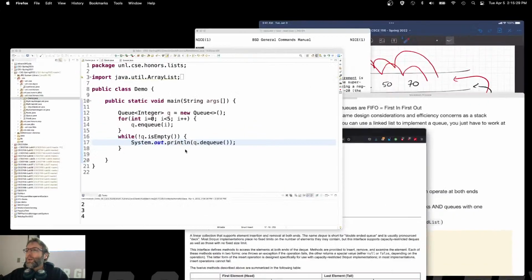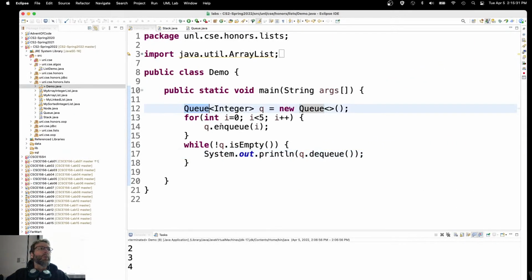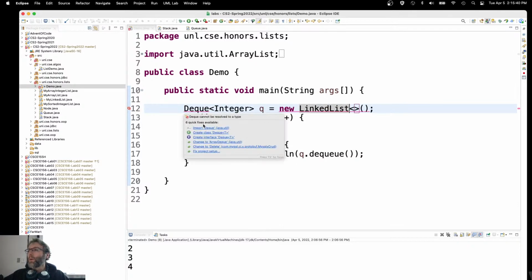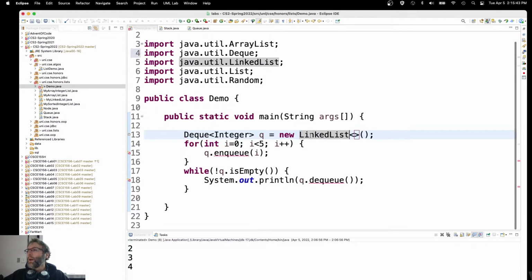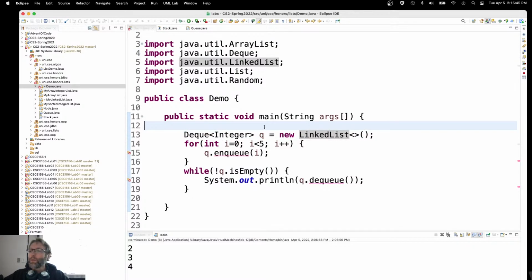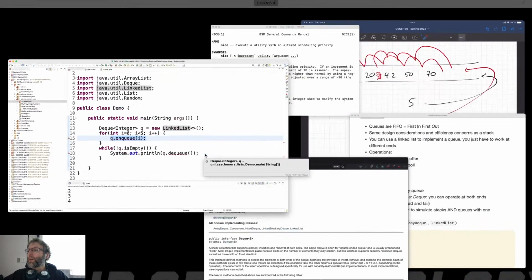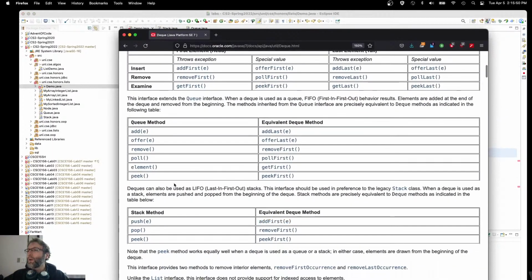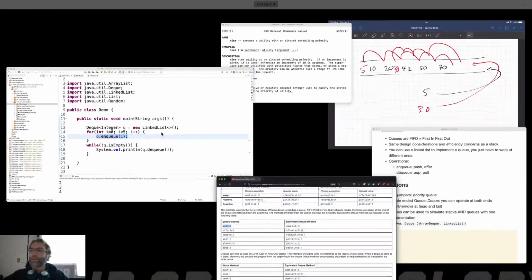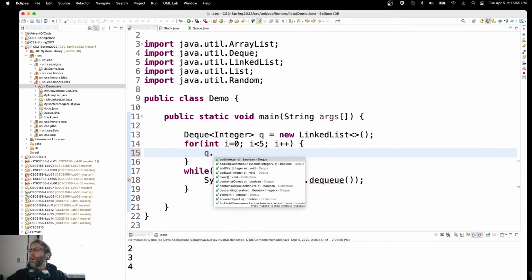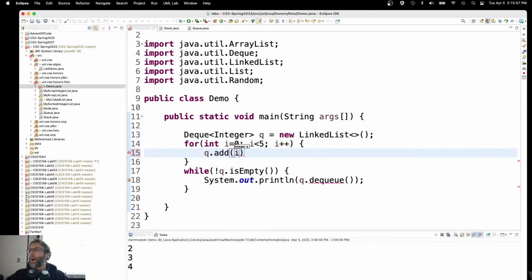So over here, instead of creating our own queue, we would create a deck, and we would create a, say, new linked list. Import both of these to make it work. Import deck. And we've already imported linked list, so we're good. Now I want to enqueue something, so if I want to treat it as a queue, I want to add last. Queue.add, or I could just add if I want to. There we go.